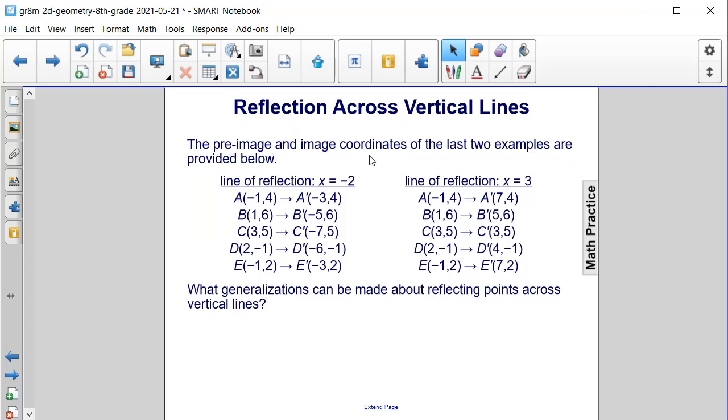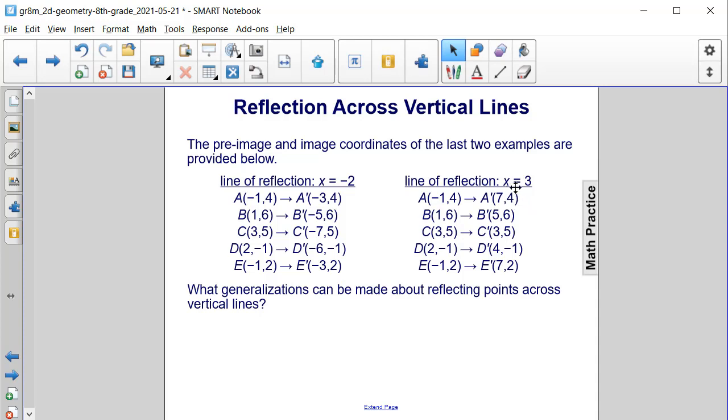The pre-image and image coordinates of the last two examples are provided below. When we reflected pentagon ABCDE across the line x equals -2, point A went from -1, 4 to -3, 4. B went from 1, 6 to -5, 6. C went from 3, 5 to -7, 5. Point D went from 2, -1 to -6, -1. And point E went from -1, 2 to -3, -2.